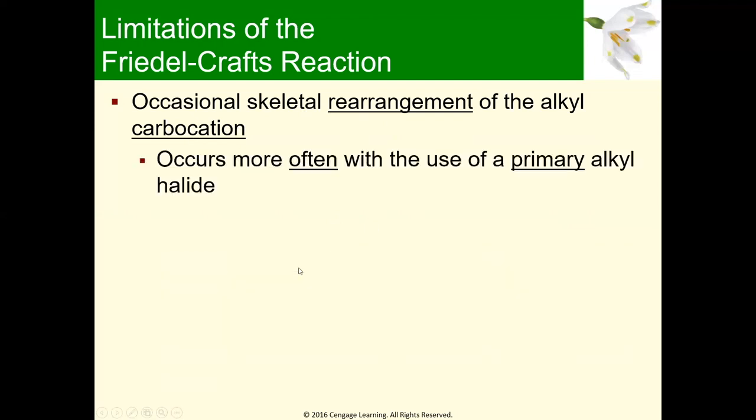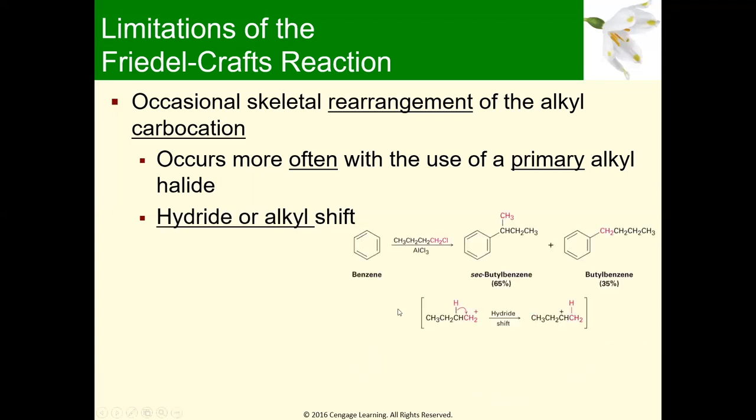So this occurs more often with the use of a primary alkyl halide. And so what happens is you get that hydride shift or alkyl shift, because sometimes a hydrogen will shift to a new position, get rearranged, or an alkyl group even will shift over, get rearranged in order to generate a more stable carbocation. So this is just a couple examples of that.